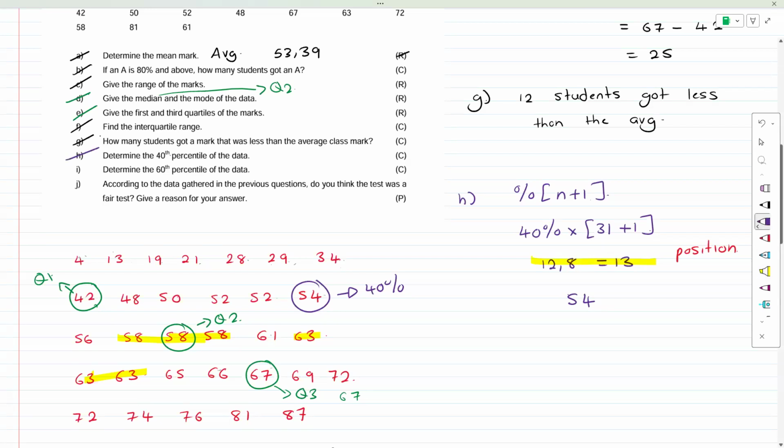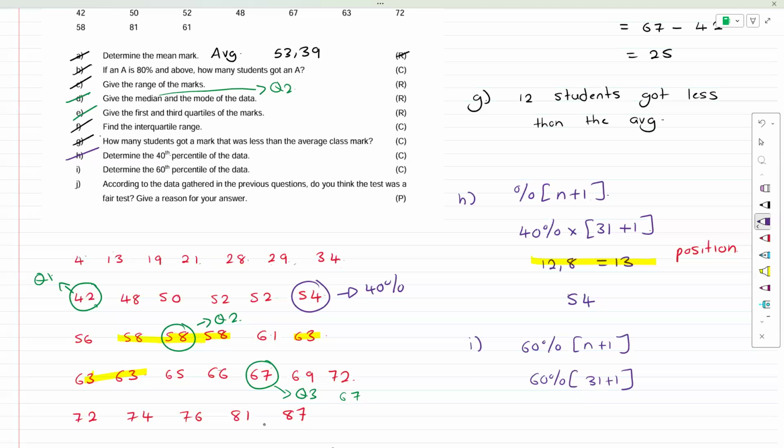Let's go do the 60th percentile. For the 60th percentile, it's the same thing. 60% times n plus 1. This is 60% times 31 plus 1.